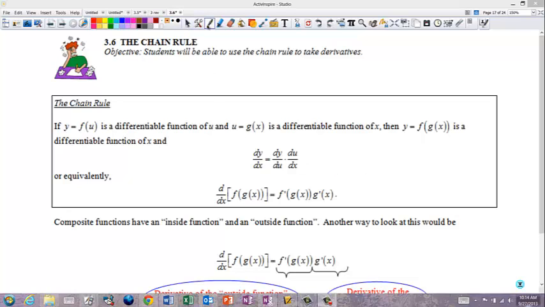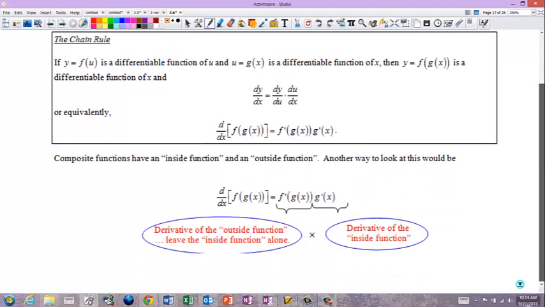Alright, this is 3.6, the chain rule. So students will be able to use the chain rule to take derivatives. Now, we use the chain rule when we have kind of an f of g situation. Anytime you have a function inside of another function, like if you had f of g of x, you take the derivative of the outside, the f prime, leave the inside alone, times the derivative of the inside.